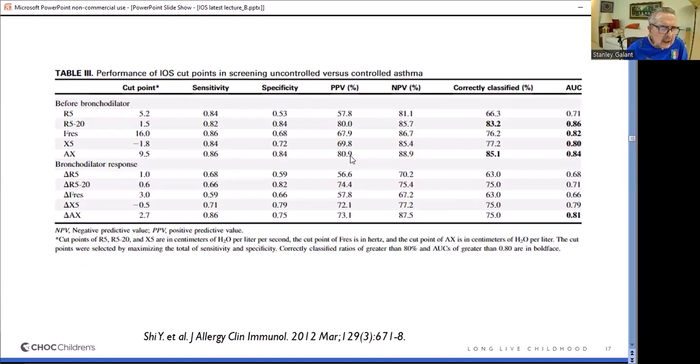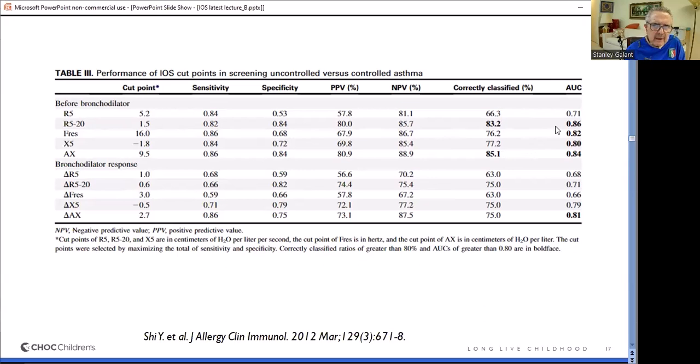However, using a receiver-operator characteristic analysis, one can determine the sensitivity and specificity of different oscillometry parameters, such as R5 minus R20, X5, AX, and R5, and looking at the percent that correctly identified the uncontrolled asthma. And you can see that the percentage is extremely high. R5 minus R20 correctly identified patients with uncontrolled asthma above 80% of the time, as did AX.